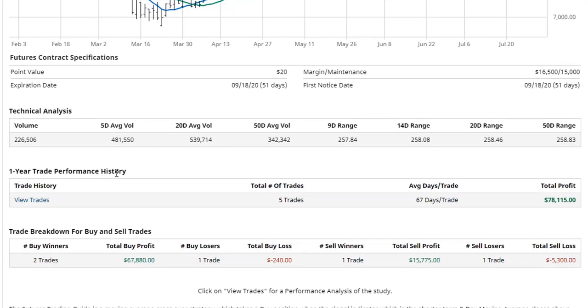So what this is telling us is that our indicator in the NASDAQ has identified 5 trades. But what it's really telling us is that it's identified 5 trend changes over the last year. Not many trend changes in a year's time, but only 5 in this case. And the average length of one of these trends is about 67 days. And the total profit of all 5 of these trades is $78,000. Pretty impressive if you think about it, in terms of this being only a 1 contract indicator.